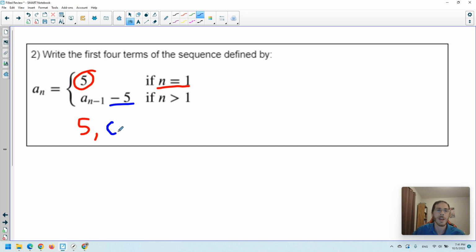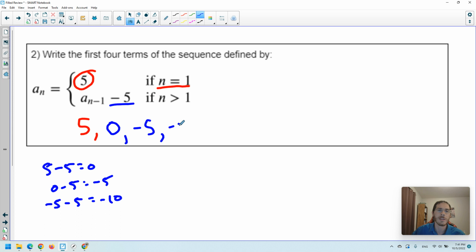Well, 5 minus 5 is 0. 0 minus 5 is -5. And then -5 minus 5 is -10. That's the first 4 terms. So that's it. We're all done. We'll move on to number 3.